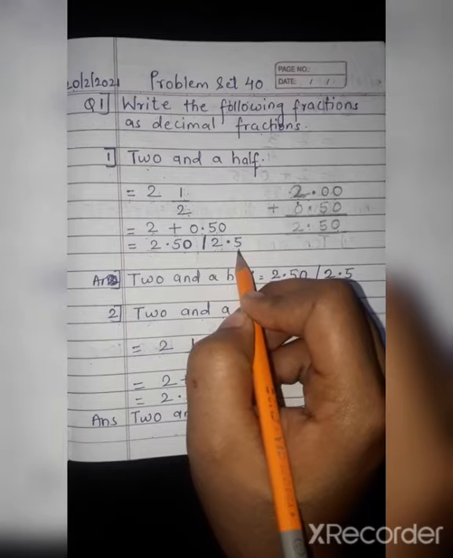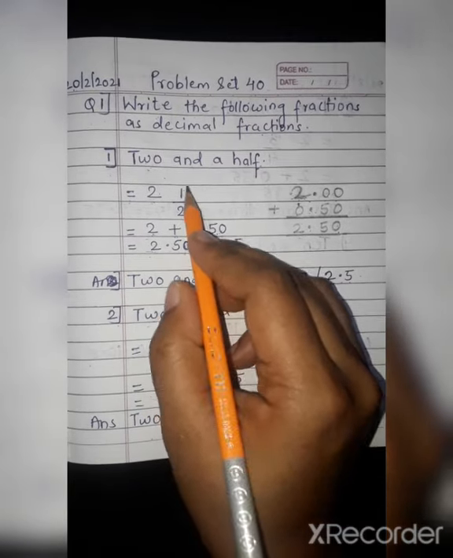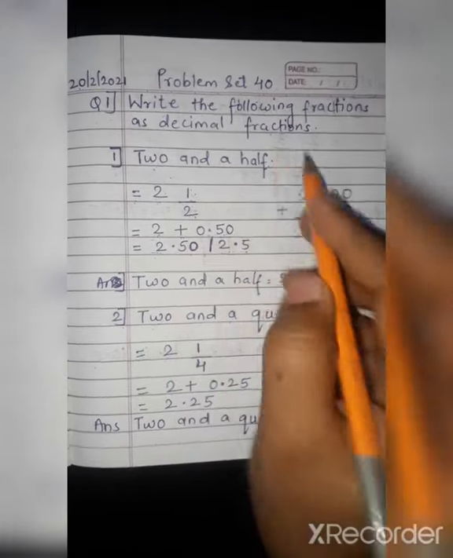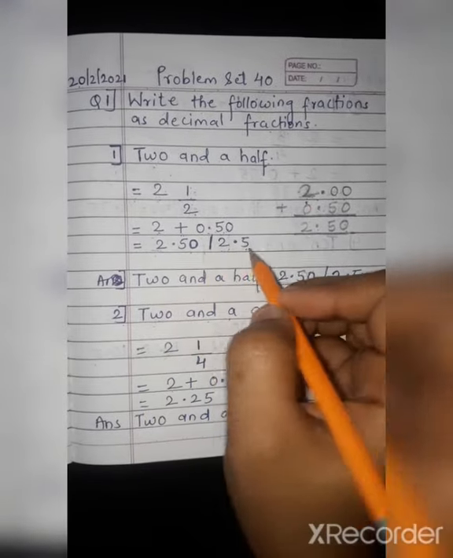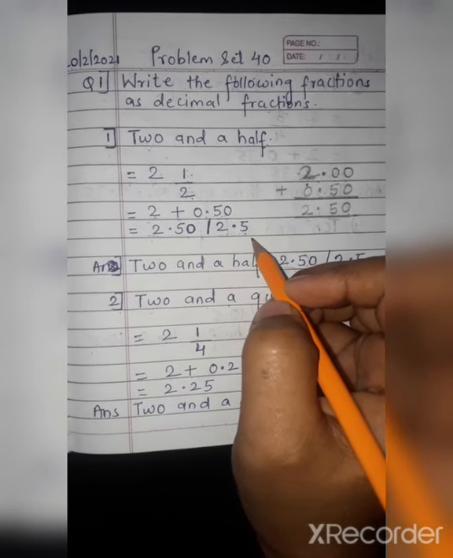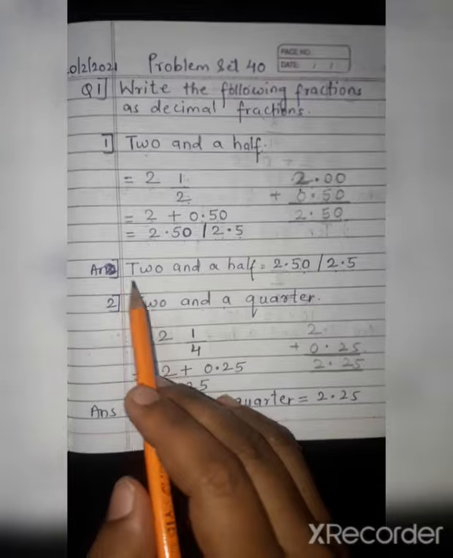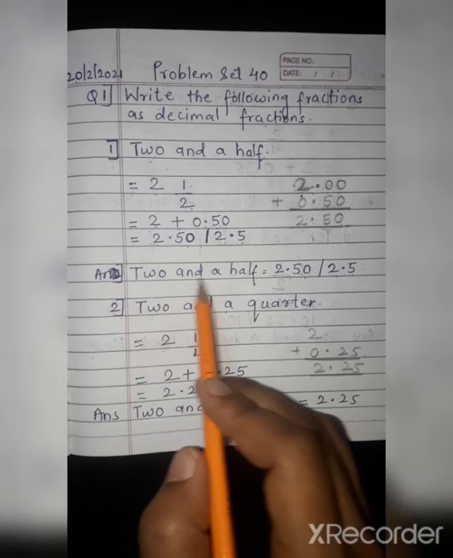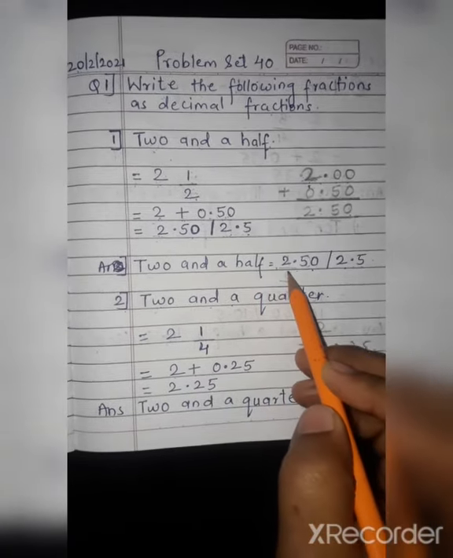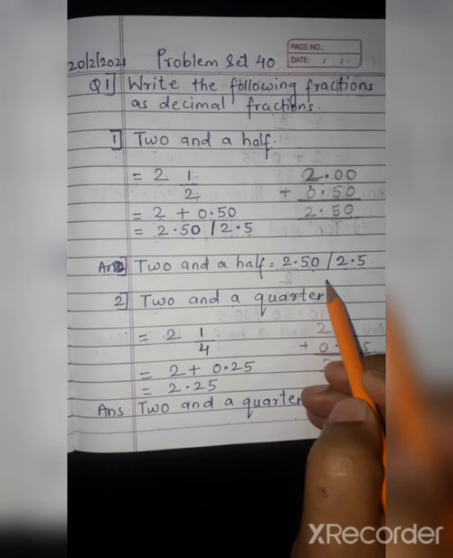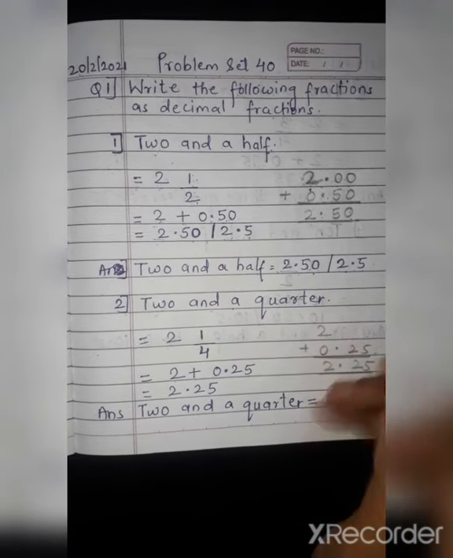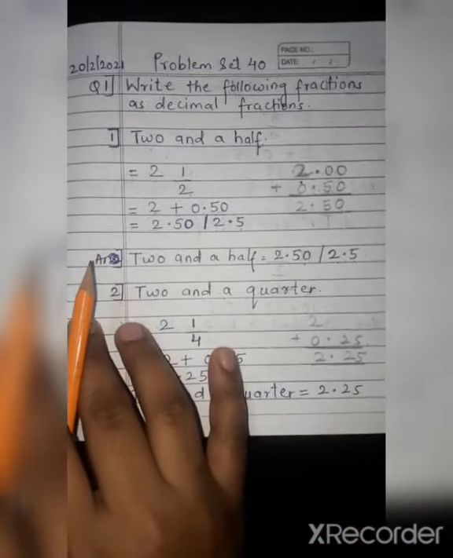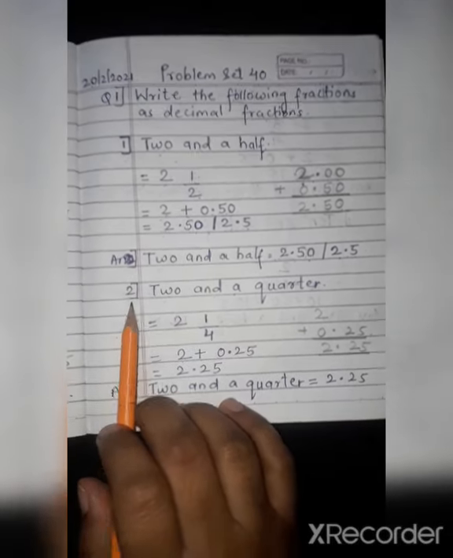As I have said, there are two ways to write half in decimal fraction, 0.50 or 0.5. Both the answers are correct. So the answer is 2 and a half is equal to 2.50 or 2.5. Understood, students? Moving to our next sum.